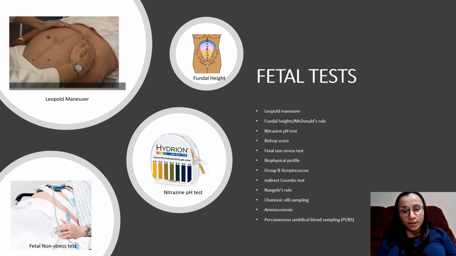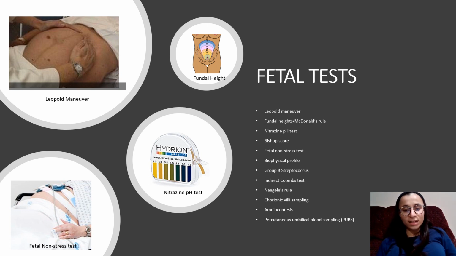Next, we go on to Group B Streptococcus, which is GBS. It's a bacteria that a pregnant mom could have and could pass on to the baby in delivery, and it can be harmful. So when the mom is 35 to 37 weeks, they test for it. If the mom's positive, they give her antibiotics during delivery, just to make sure.